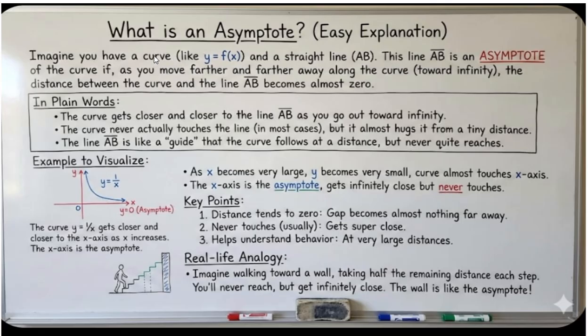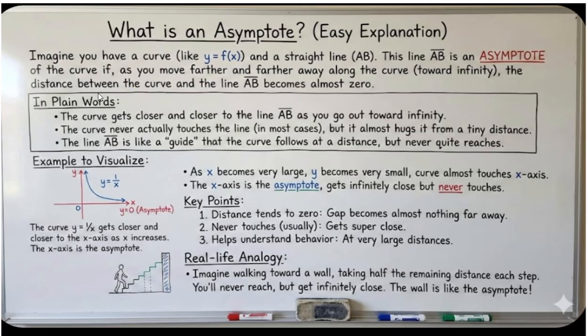What is an asymptote? Imagine we have a curve y = f(x) and a straight line AB. Two things are there: one is the curve and another is the line. The line AB is called an asymptote of the curve if, as we move further and further along the curve towards infinity, the moving point on the curve tends to infinity, while the curve itself does not shift.